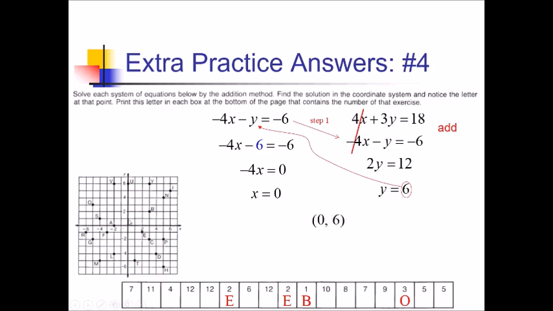So over 0, up 1, 2, 3, 4, 5, 6. That's u right there. So under spot 4, I'm going to write u.